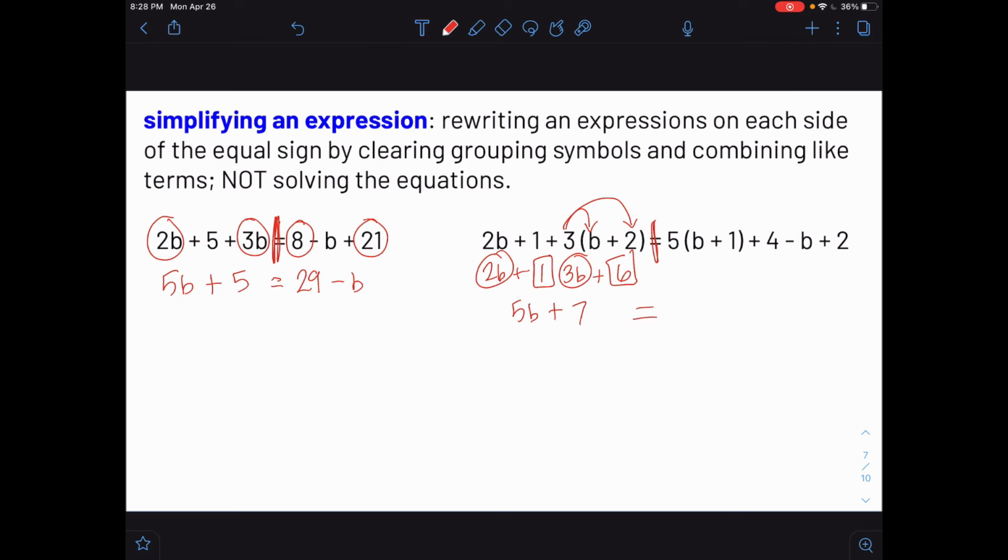Then I have my equal sign, and I can now do the same thing for the right expression. I'm going to distribute the multiplication of 5 by both terms in the parentheses. So I have 5b plus 5, and then I can copy down the remaining part of the expression. So I have 5b minus b, well that would be 4b, and I have a 5, a 4, and a 2. And if I combine those, I get 11.